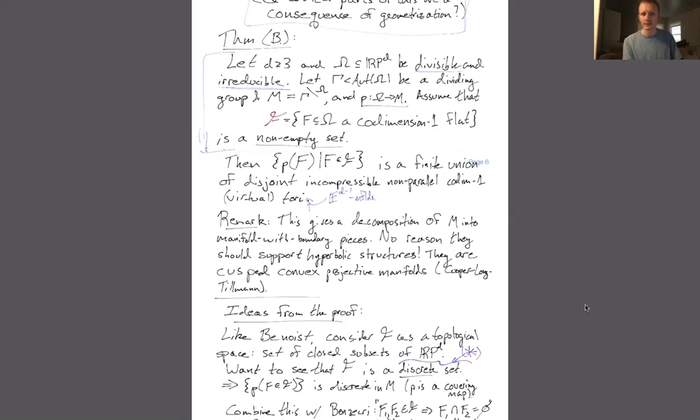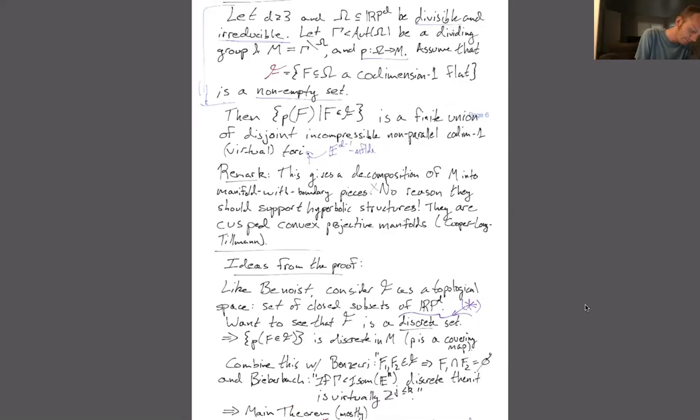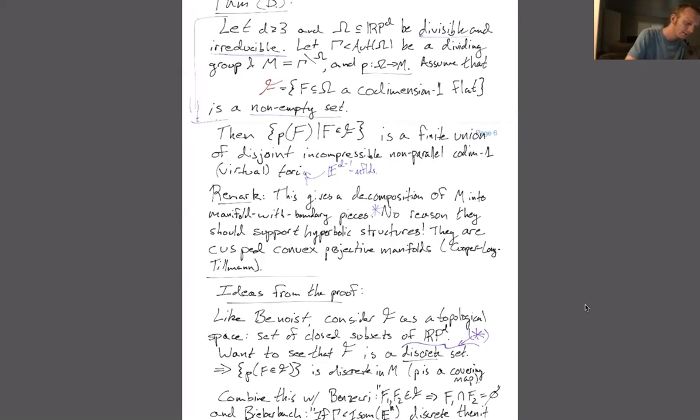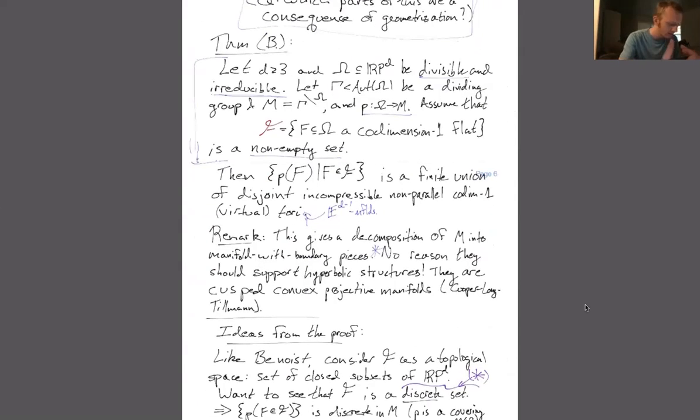It gives you a way to decompose your manifold into some constituent pieces that are amalgamated along their boundary. However, I want to point out that there's really no reason that the constituent pieces, right? If I was going to draw you a cartoon of this theorem, it would be exactly the same as Benoist's cartoon, because I can't draw any dimension bigger than 3. But there's no reason to think in general that these manifolds should support hyperbolic structures.